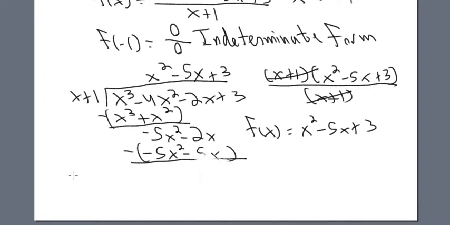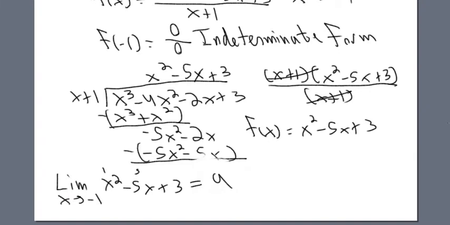So we have the limit as x approaches negative 1 of x squared minus 5x plus 3 equals, well, negative 1 plugged in, negative 1 squared is 1. Negative 5 times negative 1 is 5, and then plus 3. So 1 plus 5 is 6, plus 3 is 9.